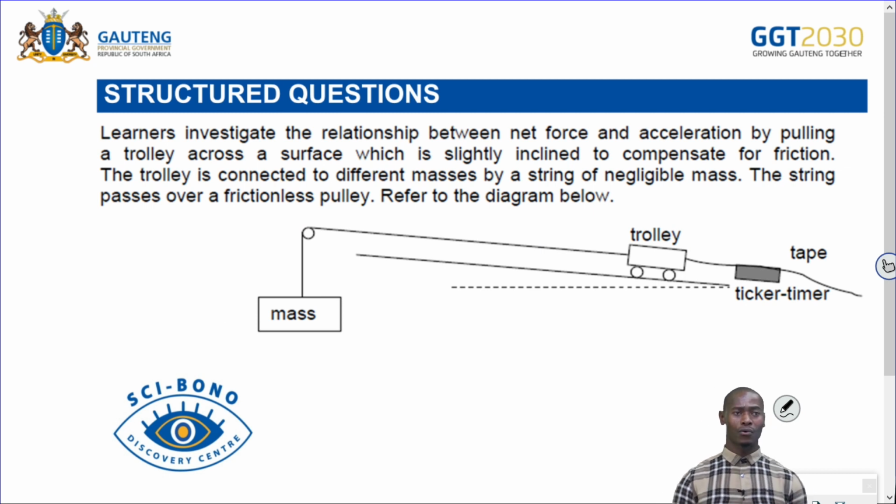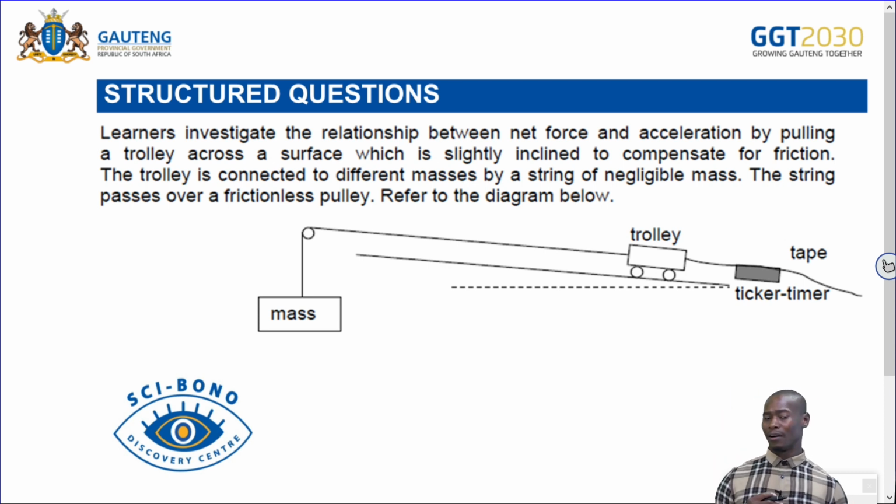And then let's look at this last question. Let us investigate the relationship between the net force and acceleration by pulling a trolley across a surface which is slightly inclined to compensate for friction. The trolley is connected to different masses by a string of negligible mass. The string passes over a frictionless pulley. Refer to the diagram below.